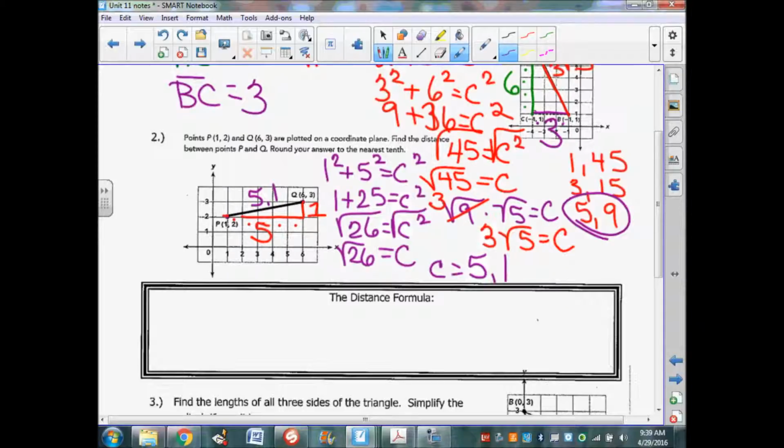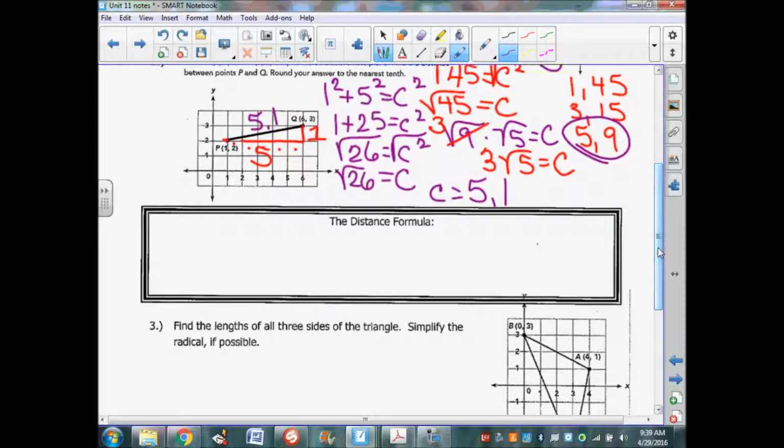Now, we have a new formula that can help us calculate distance without having to make a triangle, without having to use the Pythagorean theorem. We have another formula, and it looks like this. Distance equals... This is going to kind of look familiar to you. Parts of it are going to look familiar. Okay?